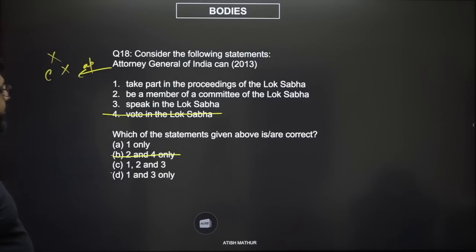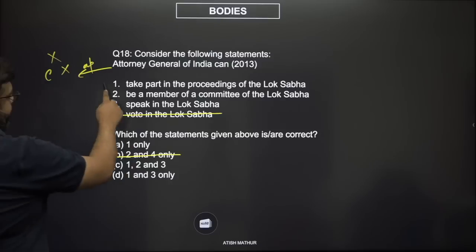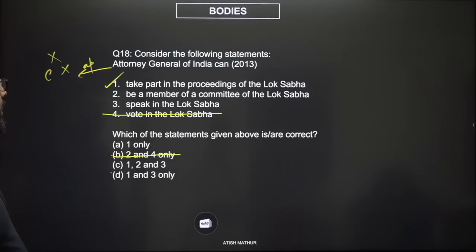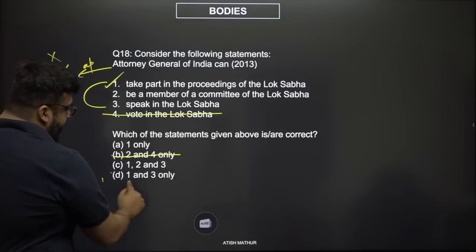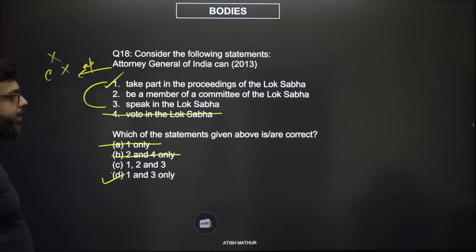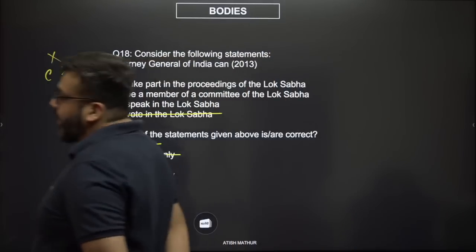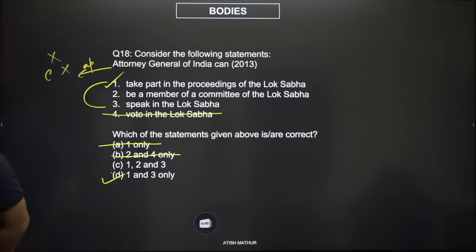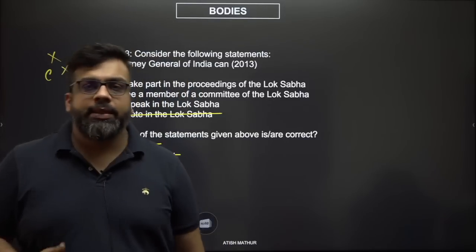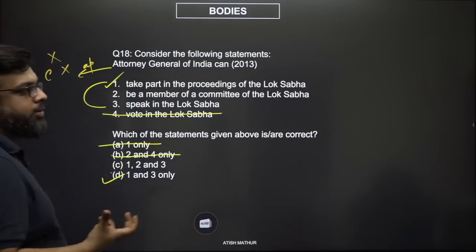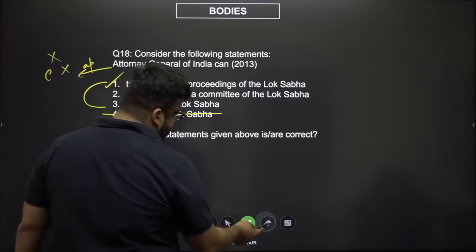Now you only have to look at whether 1, 2 and 3 and 1 and 3 is correct. That means 1 is definitely correct. You definitely can take part in the proceedings of the House. Now, if you can take part, that means you can also speak. That is how you take part in the proceedings. 1 and 3 are supplementary. So it's either figuring out whether you can be a member of a parliamentary committee comprising of the Lok Sabha or not. Now that becomes the tough part. Can the Attorney General be a part of a parliamentary committee or not? Now, does the parliamentary committee actually vote substantially on something? No. Is the parliamentary committee recommendatory in nature? Yes. Does it also have experts that can be invited to be members of it? Yes. So the answer would be C, 1, 2 and 3.